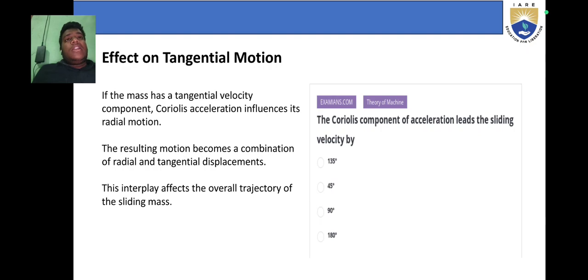Importance in engineering analysis. Accurate modeling helps engineers model dynamic systems operating in rotating frames. Design optimization minimizes unwanted forces and vibrations caused by Coriolis effects. Measurement accuracy is important for interpreting sensor data in rotating systems. Safety and reliability: it prevents mechanical imbalance and wear due to uncounted forces.